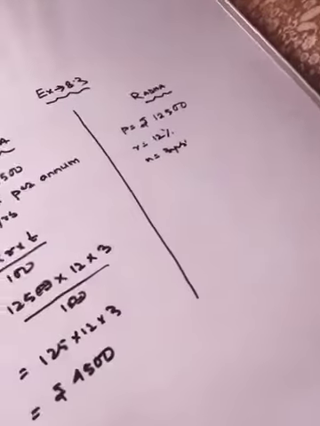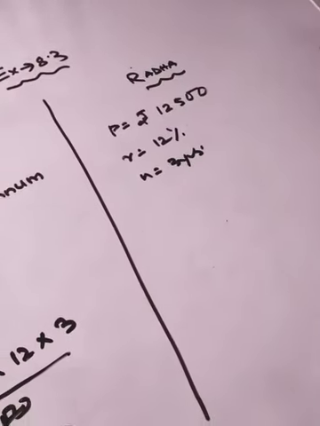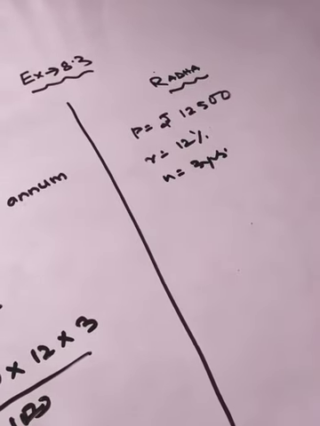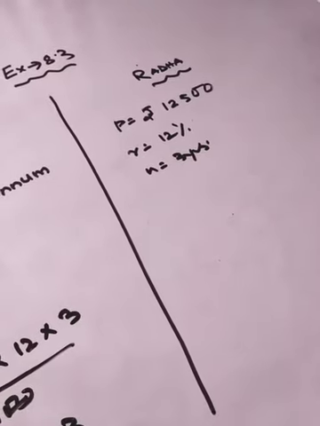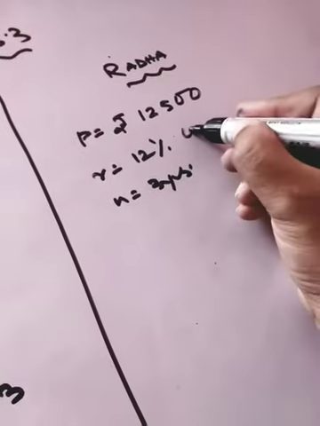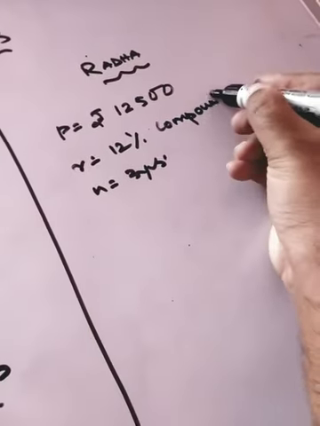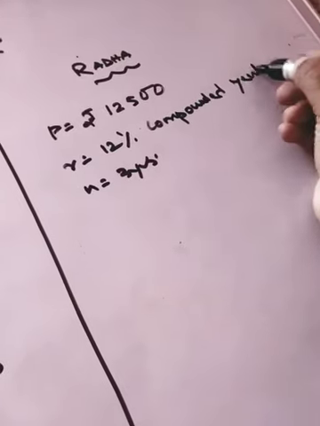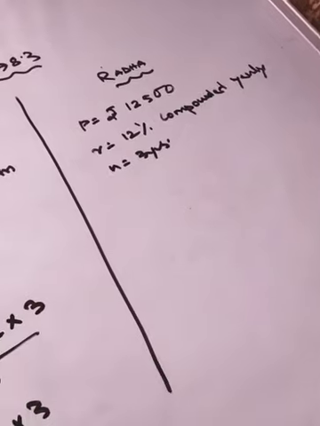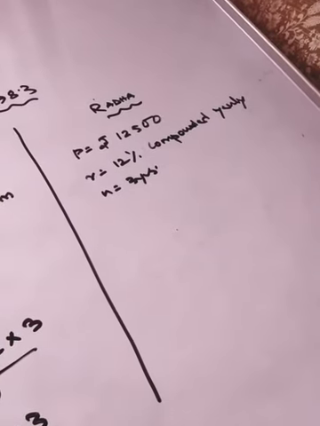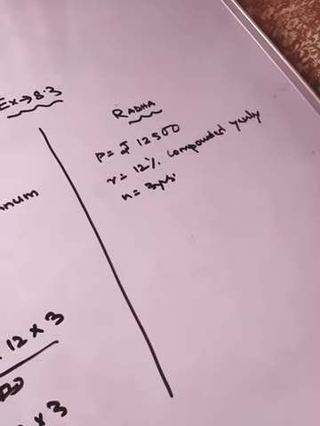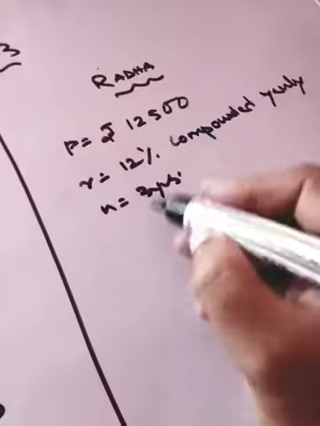Now in the second case, Radha has borrowed the same amount, that is 12,500, at the same rate compounded annually for 3 years, but not in the simple interest but in the compounded annually. That is, she has to pay the interest in the format of compound interest. So we have to find the compound interest, and then we have to compare who is paying more interest, if Fabina is paying more interest or Radha is paying more interest. Before that, we have to solve this.